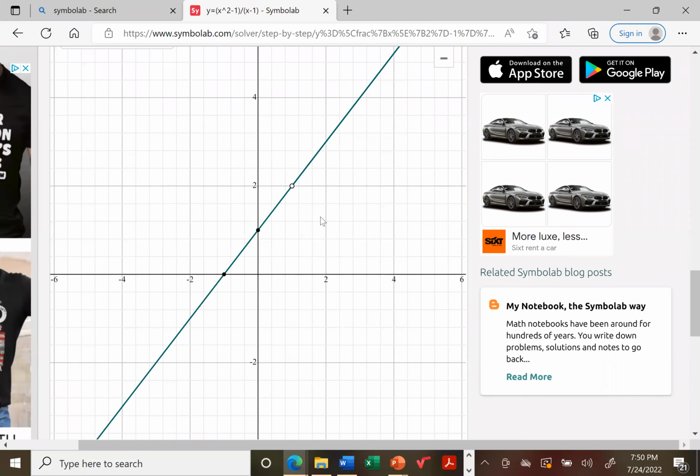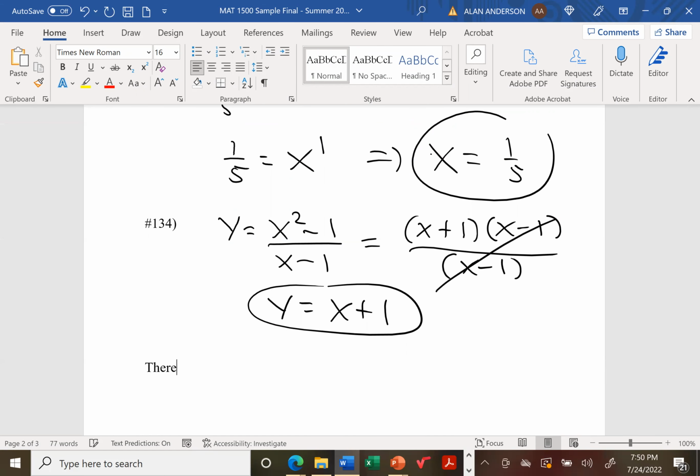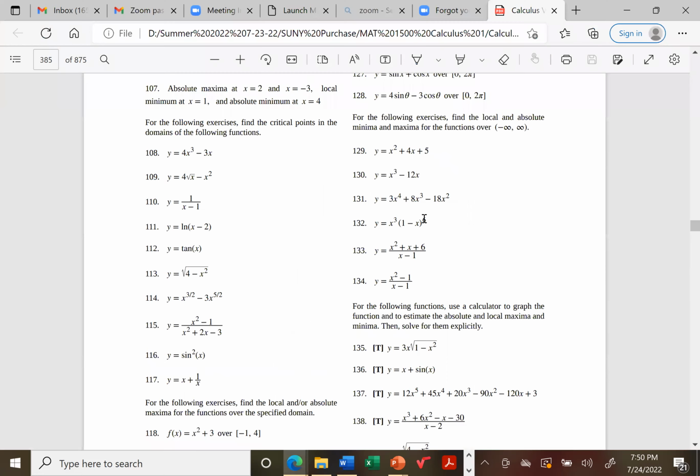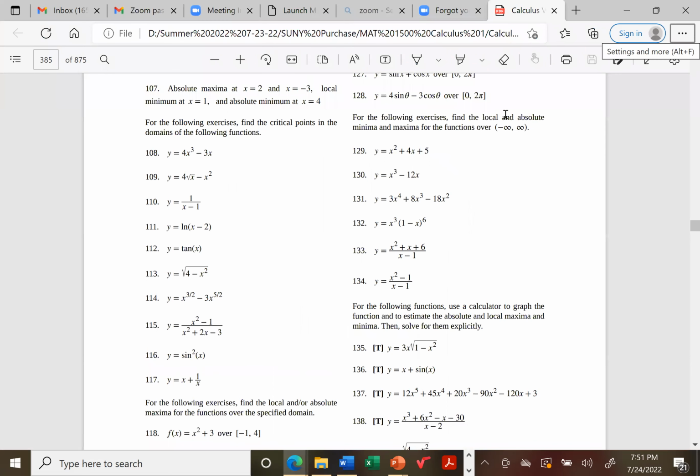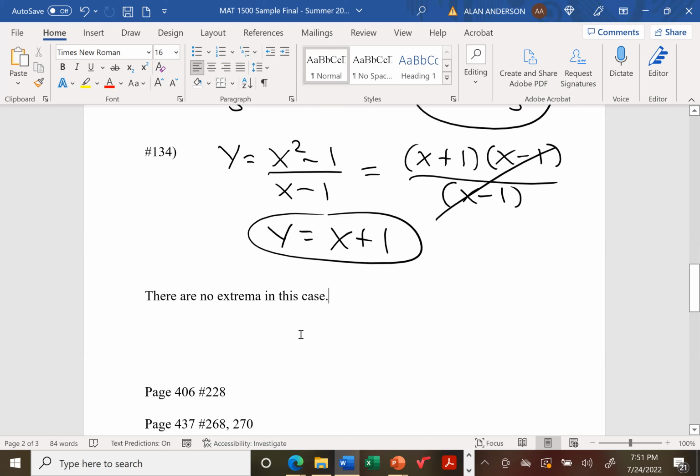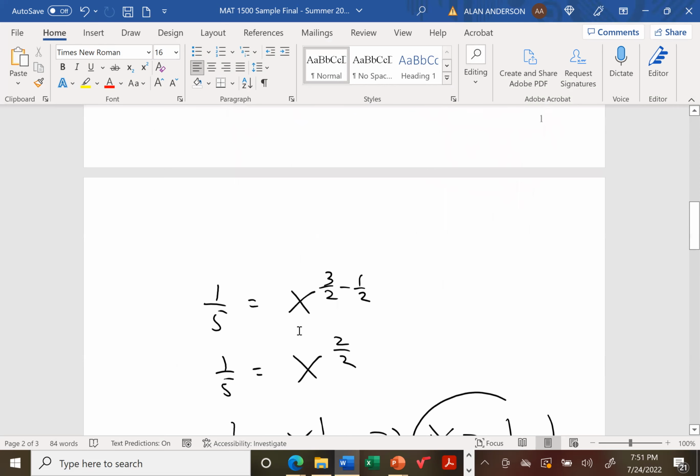But there's no point where we reach either an absolute maximum or a relative minimum or maximum for that matter. So in other words, toward plus and minus infinity, we would say that there are no extrema in this case. And again, once you simplify, it should be pretty clear, but having the graph in front of us is also very helpful, I would say. So that's that. Let's see what's next.